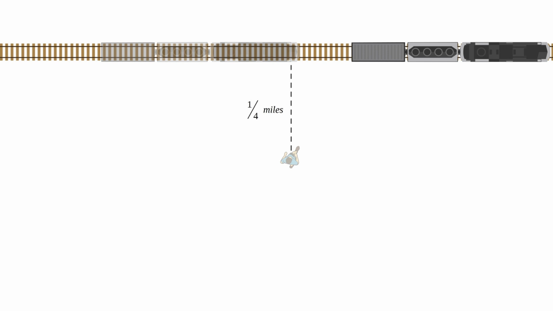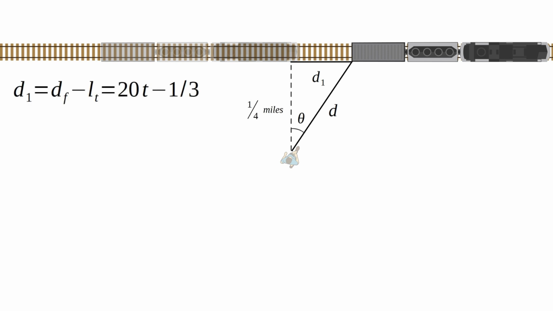So, let's try to come up with a function of the passenger speed. We'll call the distance that the passenger traverses to catch the train d. t is the time that the passenger takes to catch the train, from the moment he starts running to the moment he grabs the rails. So what is this distance here? Since the passenger started running when the front of the train was at the point of the track closest to the passenger, this distance is the distance the front of the train traversed during this time minus the length of the train, which is 20t minus 1/3.